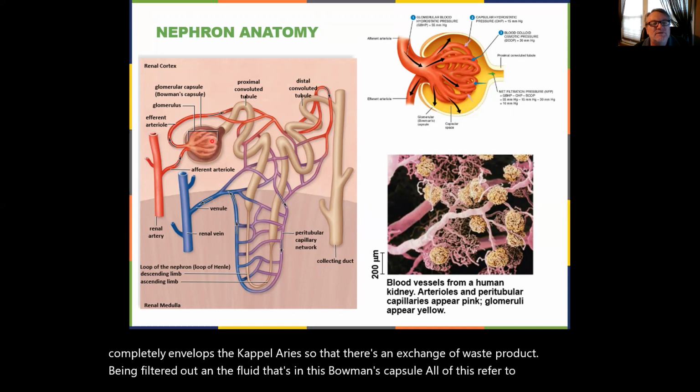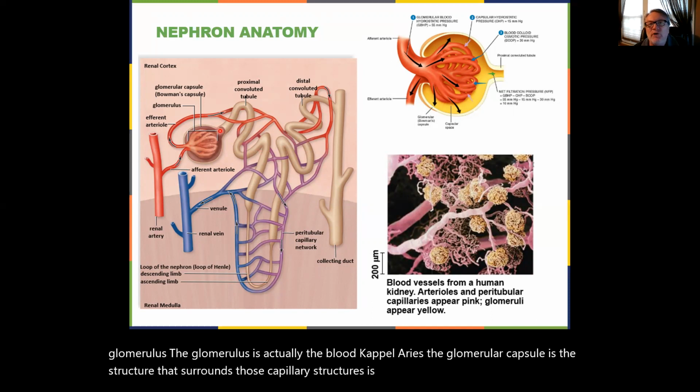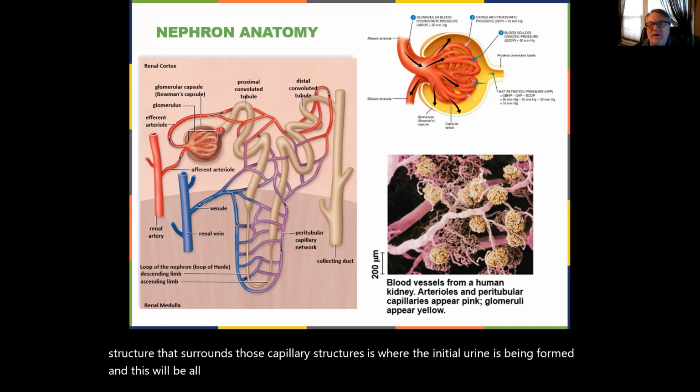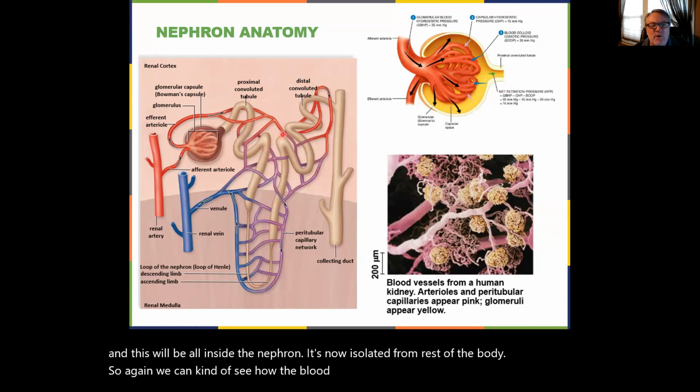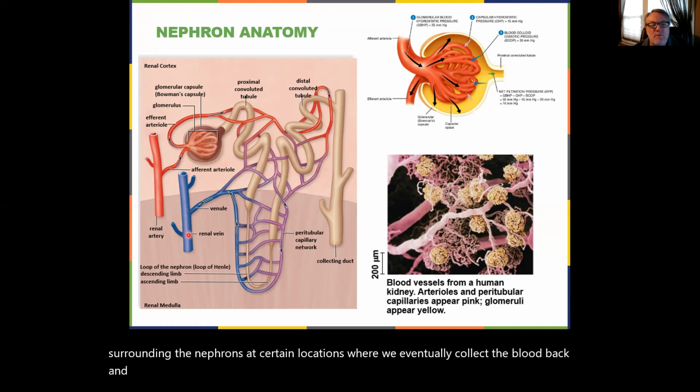All of this is referred to as the glomerulus. Well, the glomerulus is actually the blood capillaries. The glomerular capsule is the structure that surrounds those capillary structures, where the initial urine is being formed. And this will be all inside the nephron. It's now isolated from the rest of the body. So again, we can see how the blood continues back around, and then we have capillaries surrounding the nephrons at certain locations where we eventually collect the blood back and then go back into the renal vein.